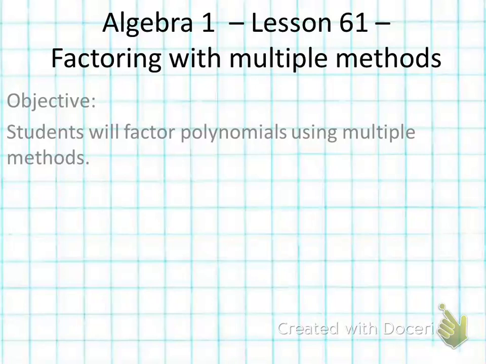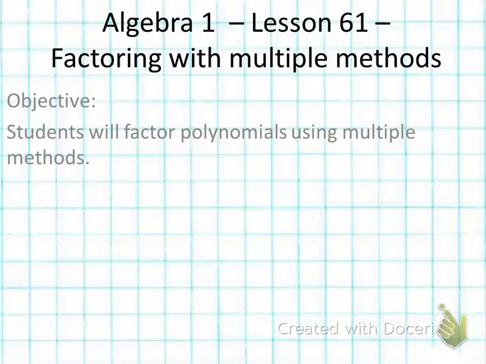Okay, this is a lesson for Algebra 1, lesson 61, factoring with multiple methods. I've taught you three ways last week to factor. The first way was through GCF. Second one was Xbox. Third way is difference of squares. So we're going to combine them today in this order, okay?